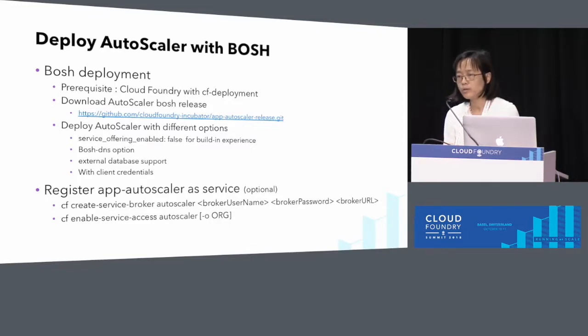AutoScaler has a BOSH release to deploy it. But anyway, first of all you need to have a Cloud Foundry deployment, and then add AutoScaler on top of it. We have some different deployment options. Just now we talked about how to enable the built-in experience. And along with the latest self deployment, we also have some additional ops file to enable the BOSH DNS.